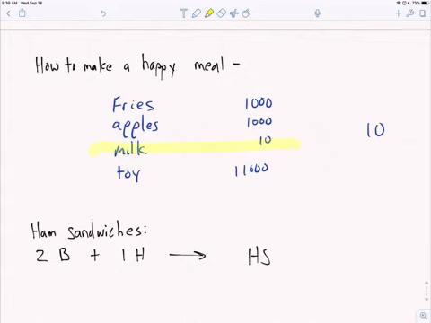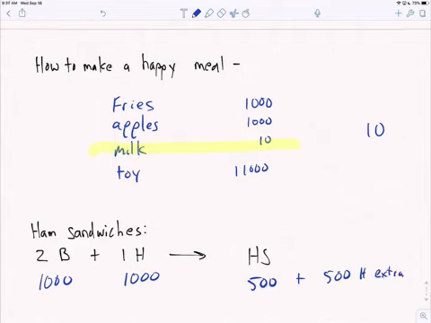So the Happy Meals are easy because they're all 1 to 1 to 1 to 1. How about something like ham sandwiches? Here's my very simple, boring ham sandwich where 2 pieces of bread and 1 slice of ham make a ham sandwich. If I have 1,000 pieces of bread and 1,000 pieces of ham, how many ham sandwiches can I make with 1,000 of both reactants? 500. Then I will have 500 ham extra, right?